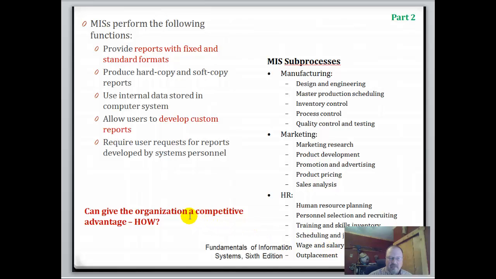Now, MIS can give the organization a competitive advantage. How can it do that? By really understanding the trends of your business. What's selling today? What is the need to get a particular item into inventory because of the trend analysis that our MIS sort of data can give us? And remember, the information system is still the same, but it's how we're using that data.